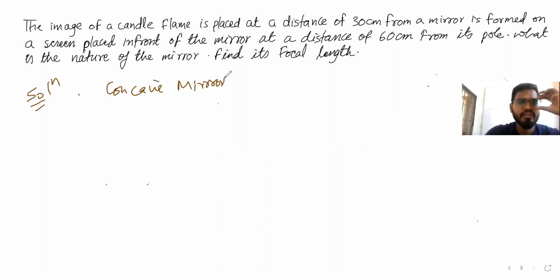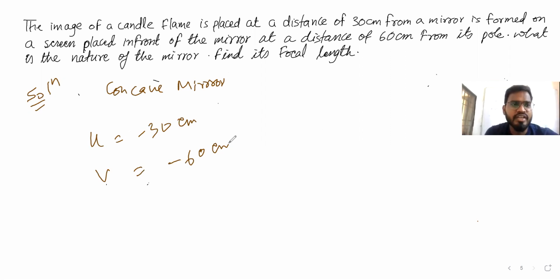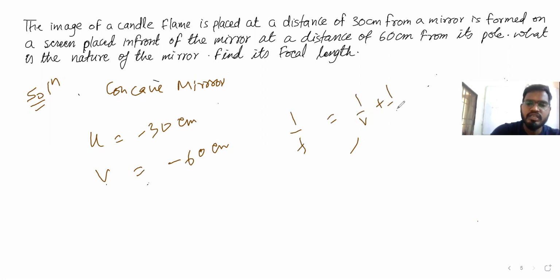Next thing is what? On a screen in front of at a distance of what? So think again, the candle flame is placed at a distance of 30 centimeter, right? So u is how much? -30 centimeter. V, if you see how much it is, -60 centimeter. Why is it in this minus direction? Because it is placed in front of the mirror, right, at a distance of -60 centimeter. Now 1 by f is equal to 1 by v plus 1 by u. Find its focal length.